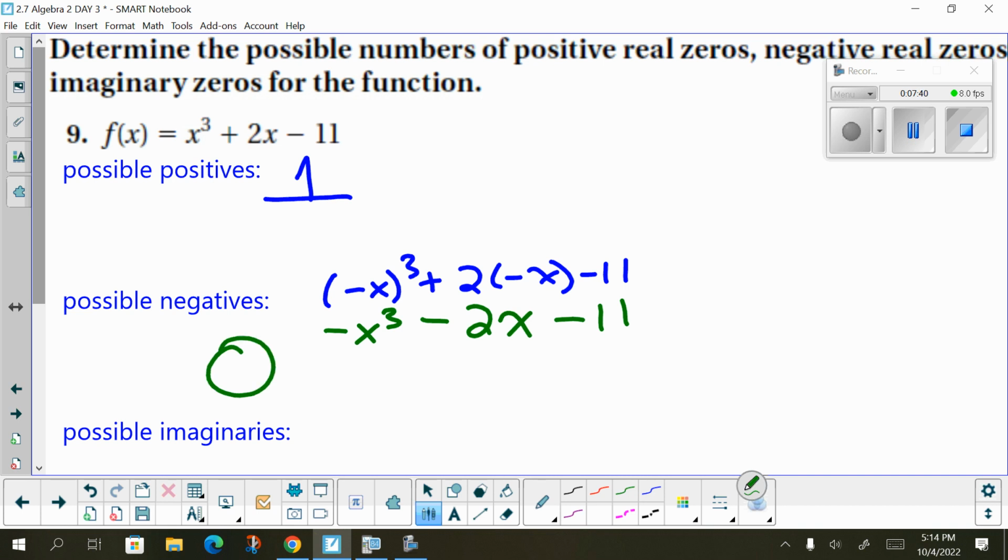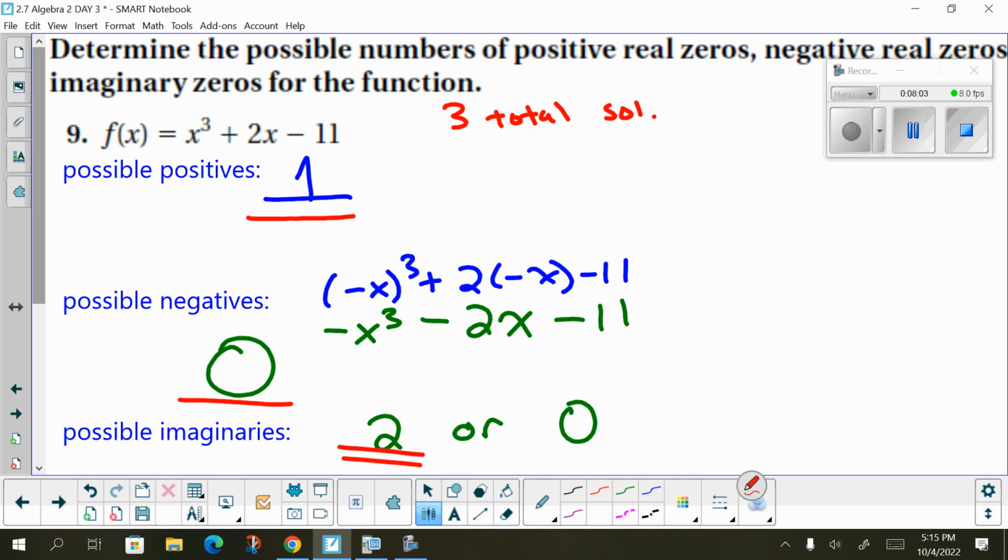For my imaginaries, I look at the degree, 3, and I go with every even number smaller than that. But now I have to think, would both of those actually work? I'm going to have 3 total solutions for the problem. It's degree 3. Let's see what possibilities would work. If I had 1 positive and 0 negatives, I would need to have 2 imaginaries, and no imaginaries would never even work. So get rid of the possibility of having 0 imaginaries. That is number 9.